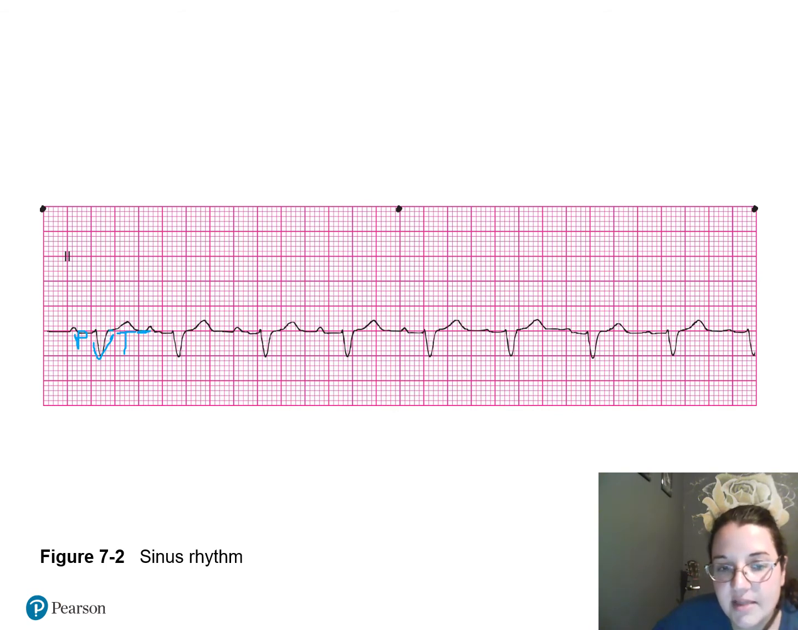But notice my little bitty line right here in between my waves and my QRS complexes, that is known as my segments, not the baseline. It is only a baseline if it's in between the T and the P. If it's in front of or after your QRS, it is known as the PR segment or the ST segment.